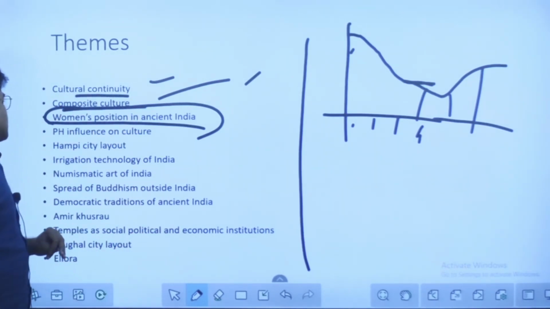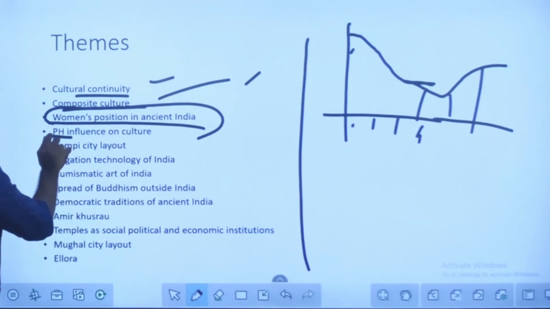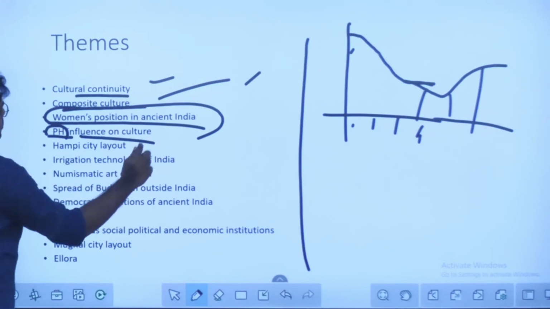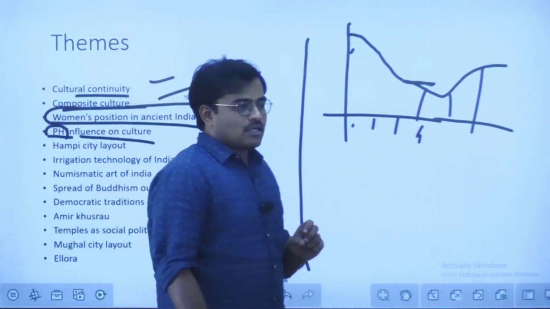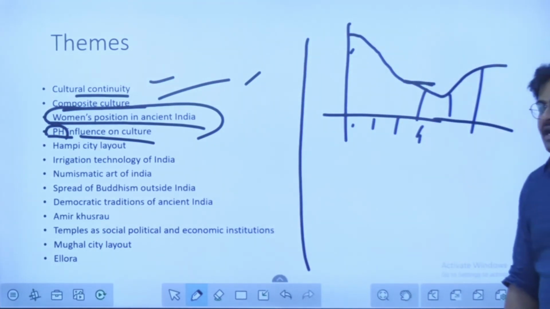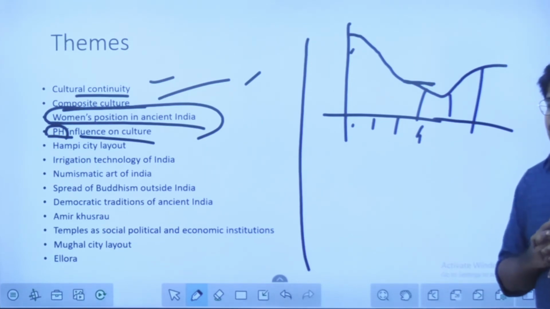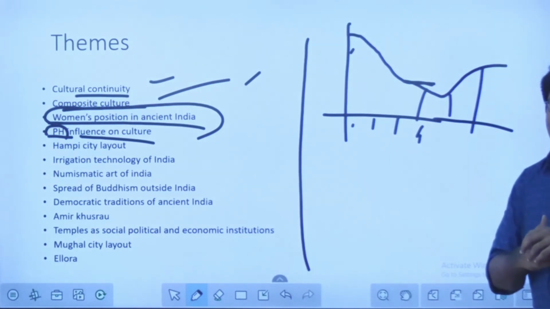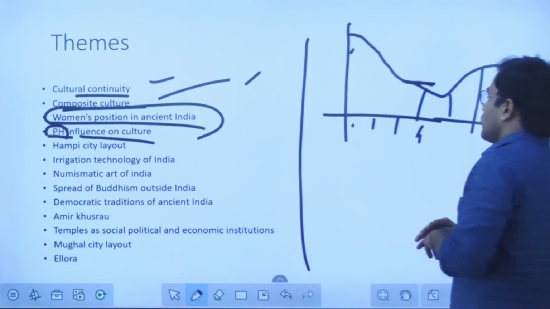Then there is a possibility of a question on Puranic Hinduism's influence on Indian culture. That essentially is asking you the influence of Ramayana and Mahabharata on Indian culture with respect to temple, sculpture, painting, music. Okay, all themes included, you can write the answer.